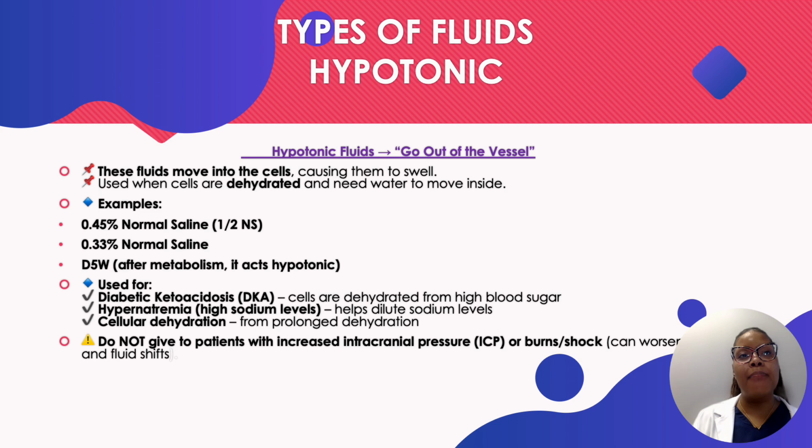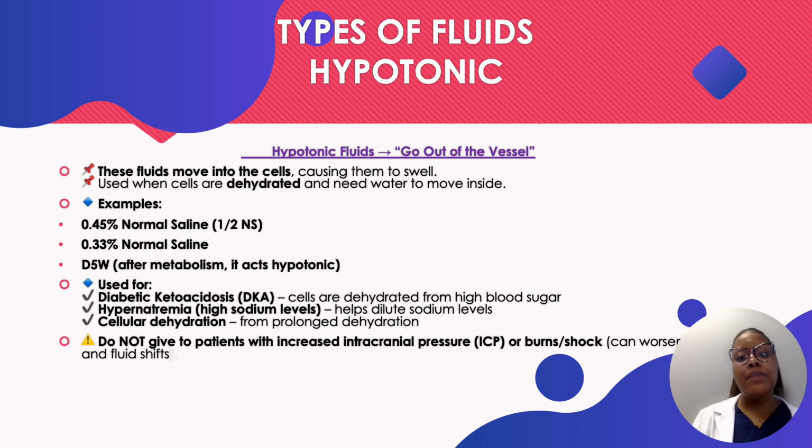It's used when cells are dehydrated and need water to move inside. Think about it: the cell is dehydrated, but now we need to hydrate the cells. So we're going to use a hypotonic solution, and that causes the cells to swell. Examples are 0.45 normal saline, so half normal saline, then 0.33 normal saline, and then D5W.